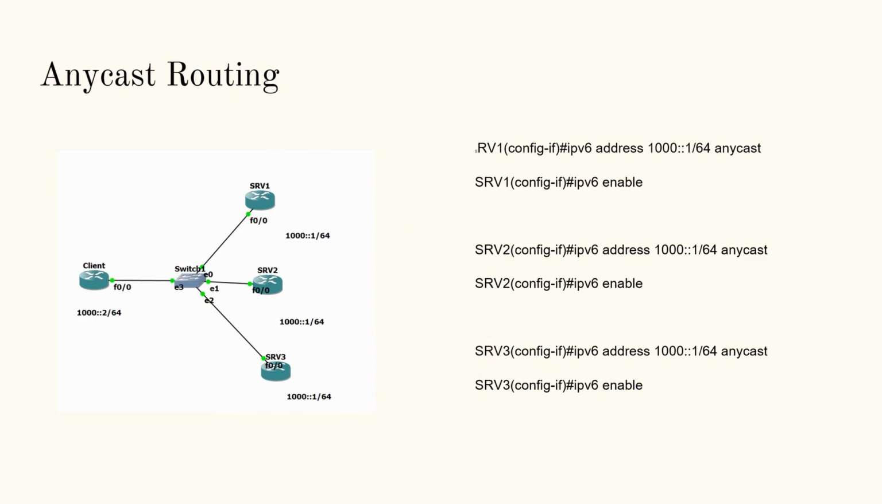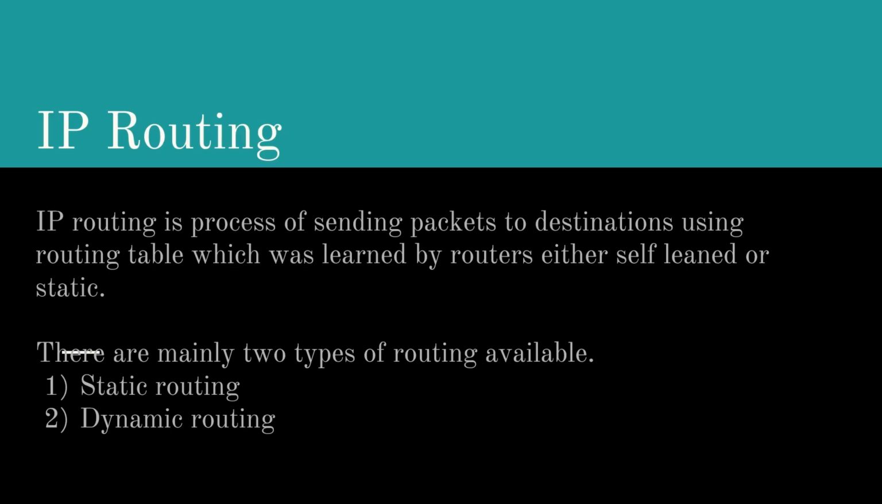Now let's see anycast routing. Anycast is the same IP address assigned to different servers, many servers. If I am in Canada and I search google.com, it will show me google.ca. If I am in India, then it will show me google.in. So it's just like that. I'm not going too deep into it.